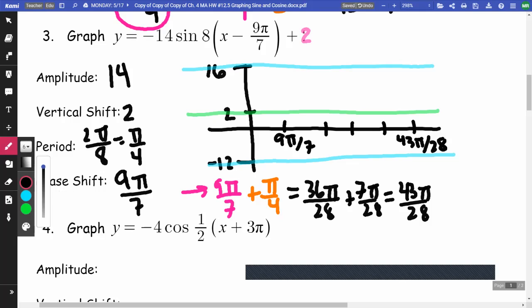So my sine starts and ends at 0. So I'm going to start here, end here, halfway in between, also a 0. It's negative. So instead of going up first, I'm going to go down and then up. And that's my graph.